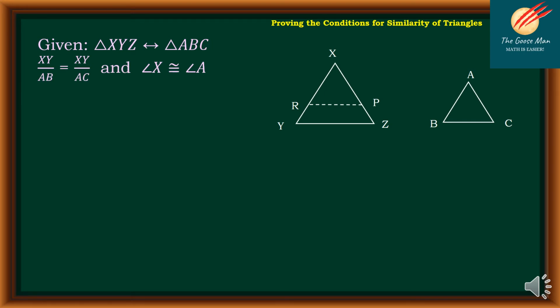So we have triangle XYZ is similar to triangle ABC. So the ratio of XY over AB is the same as the ratio of XZ over AC, and angle X is congruent to angle A. So let's mark that. Alright, so we would like to prove that triangle XYZ is similar to triangle ABC.